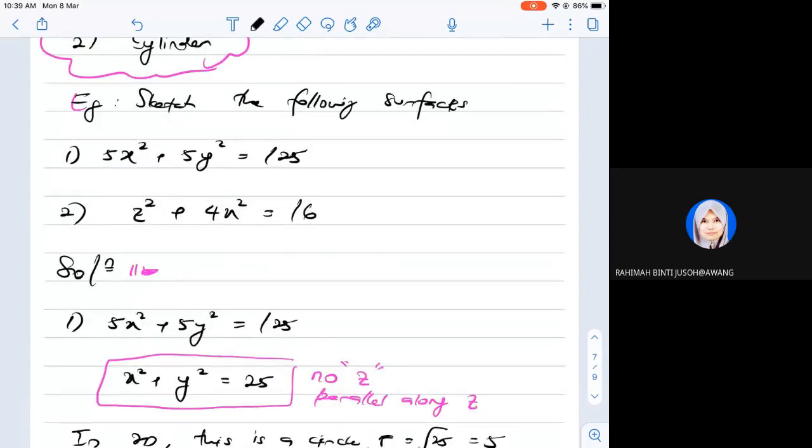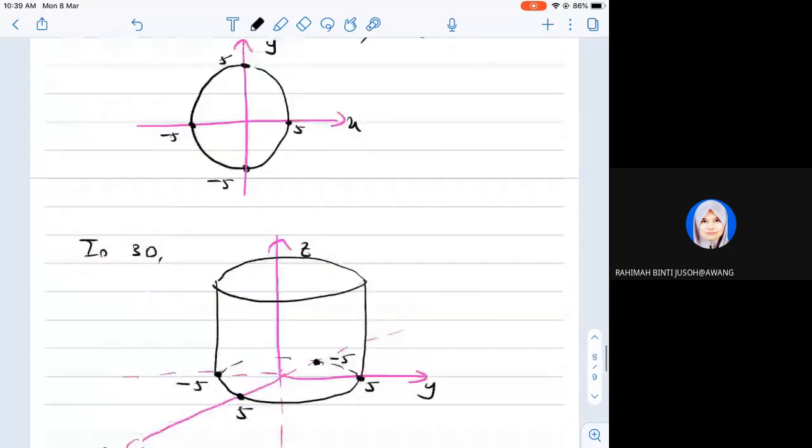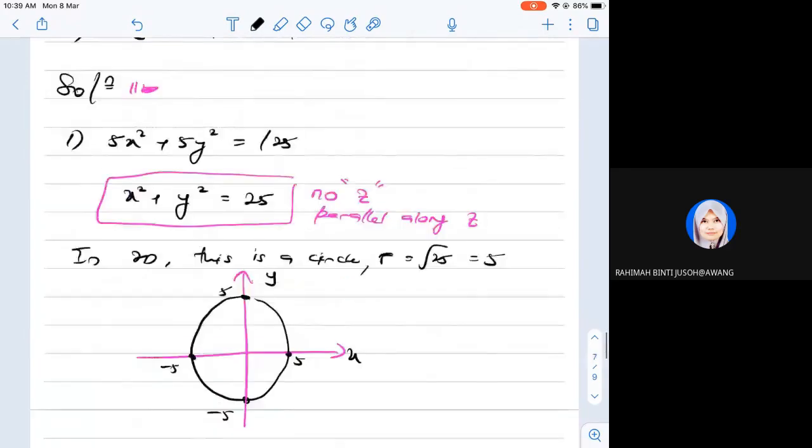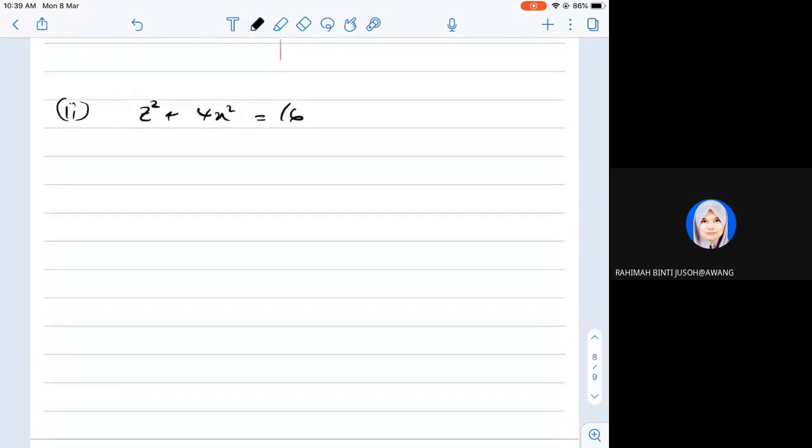Okay, next question number 2. Z squared plus 4x squared equals to 16. Ya ke? Betul. Okay. So now, solution. Sekali pandang ni bentuk apa guys? Mesti you all dah expert ni. Daripada chapter 1 kita belajar chapter 1. Last week kita dah belajar bentuk-bentuk dia. Bentuk apa guys in 2D? Ellipse. Very good. Okay, ellipse.